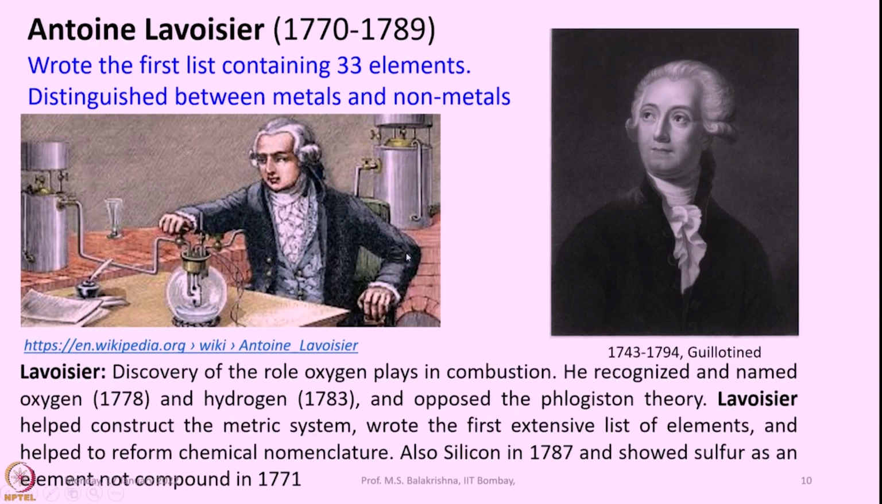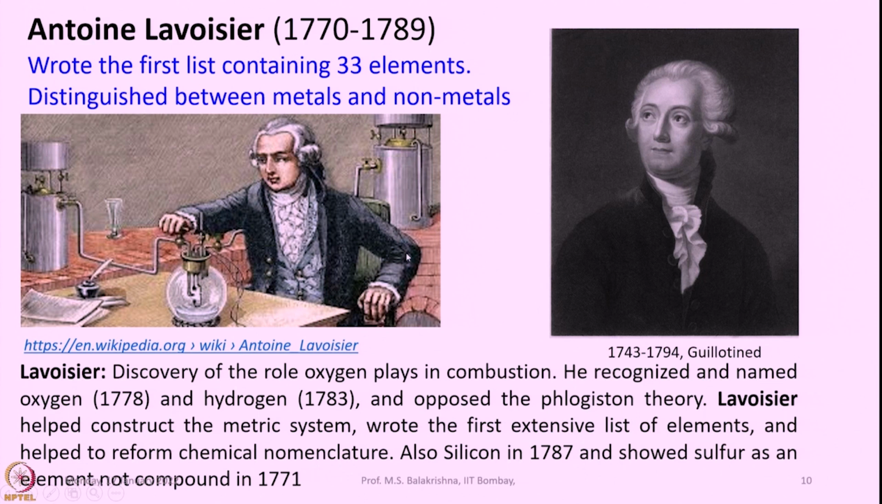Let us talk about Antoine Lavoisier, who lived from 1770 to 1789. He wrote the first list containing 33 elements. That means the attempts began with Antoine Lavoisier, who listed the then-known 30 elements in some order, and also distinguished between metals and non-metals. The discovery of the role oxygen plays in combustion was an important contribution from Lavoisier. He recognized and named oxygen in 1778 and hydrogen in 1783 and opposed phlogiston theory.